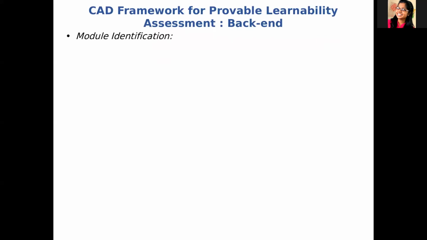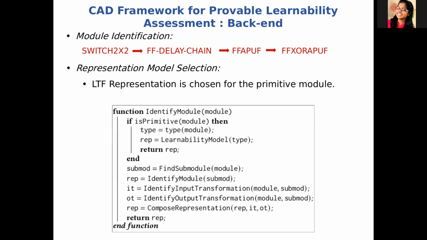In the backend, the first step is module identification. A designer can represent any PUF and not just the known PUF constructions. Thus, the hierarchical structure has to be traversed to understand the components. It calls this function identify module, which traverses the structure bottom up to identify the components in a recursive manner. After the function identifies the most basic module, it calls this function learnability module, which returns a representation class.